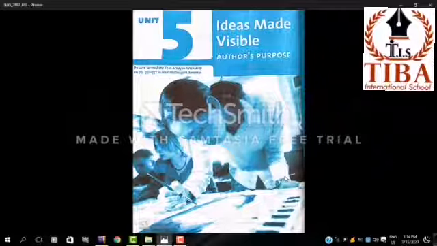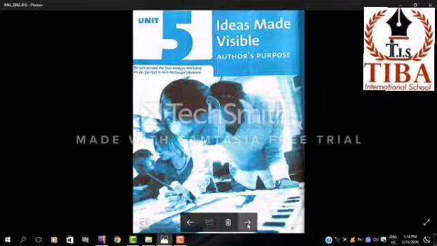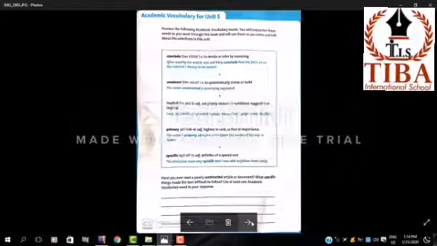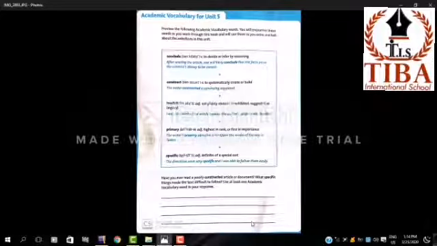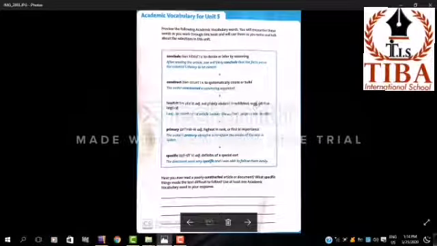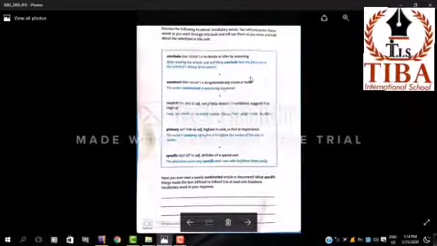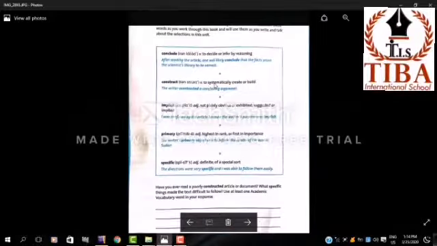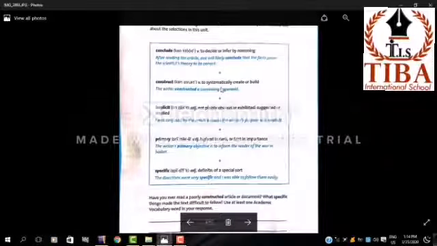Yes, if you move to the next page, we will deal first with some vocabulary. This is the academic vocabulary for unit 5, and these words will help us while reading this section together. The first word, as you can see, is conclude. What is meant by this word conclude? To decide. So I want you just to underline or highlight decide.